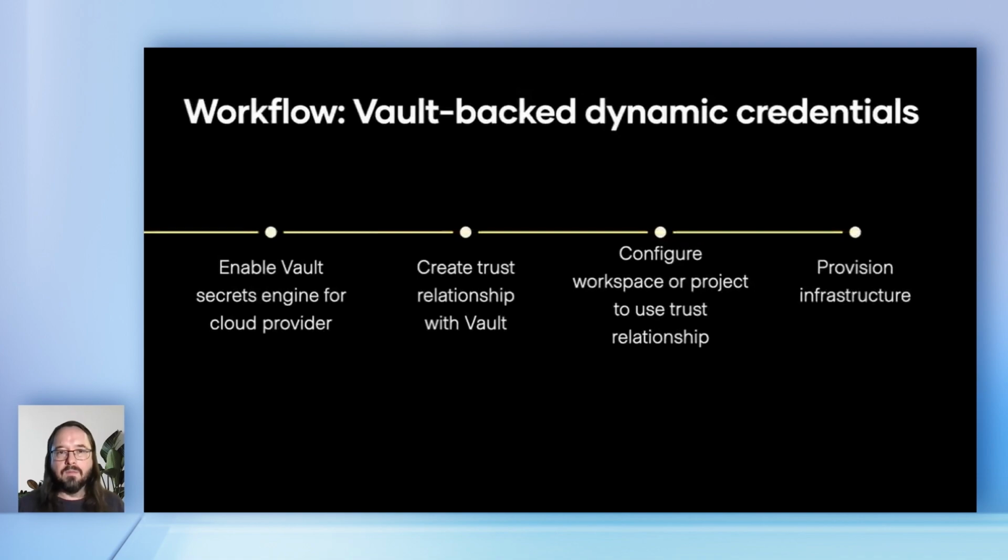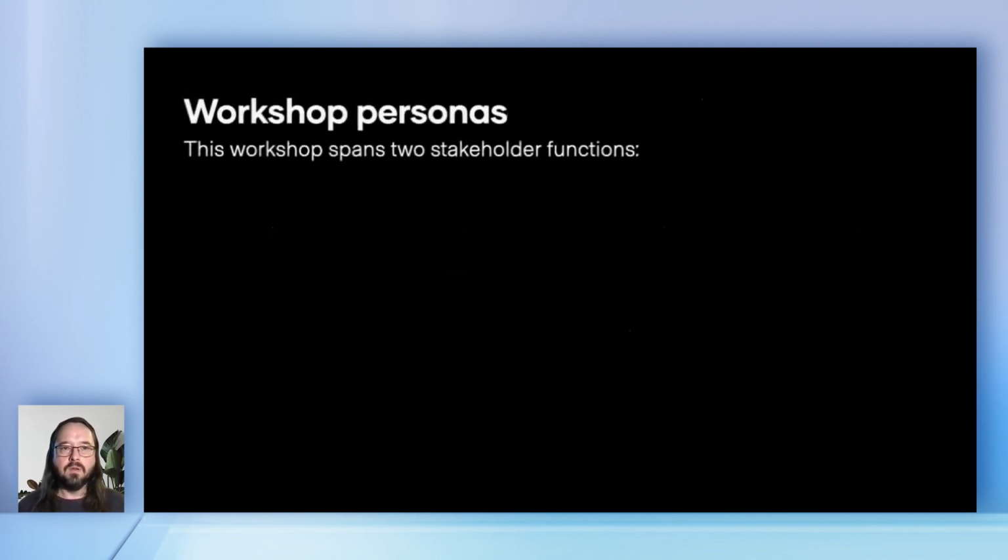And then again, the Vault-backed scenario adds another piece. First, you enable the Vault secrets engine for your cloud provider. If you're using Vault, you may have that already set up, or you may be setting this up for the first time and configuring that secrets engine. And then from there, you create the trust relationship between Terraform Cloud and Vault instead of between Terraform Cloud and your cloud provider. And then you configure your workspace or project to use a trust relationship and provision infrastructure just as you would without Vault.